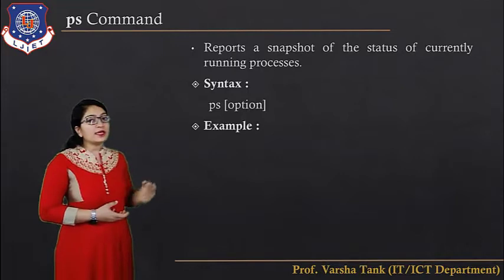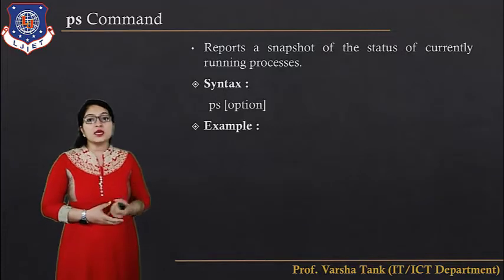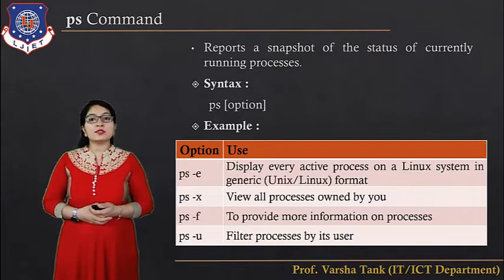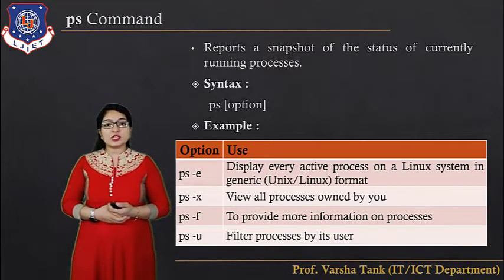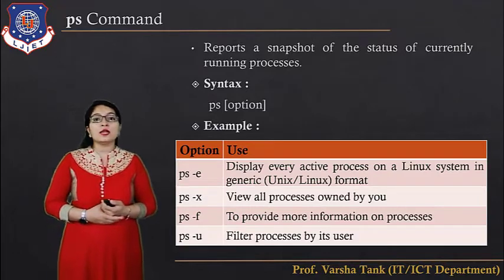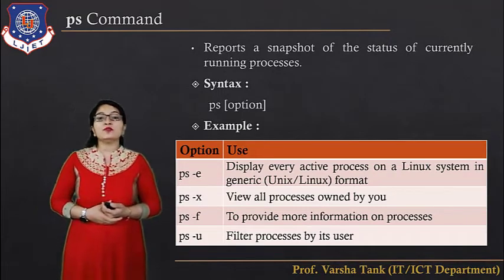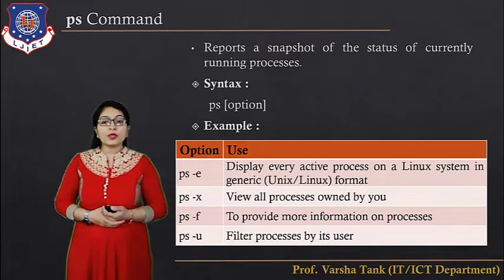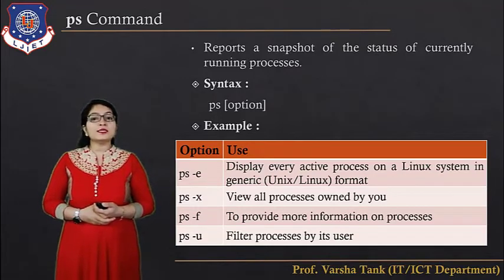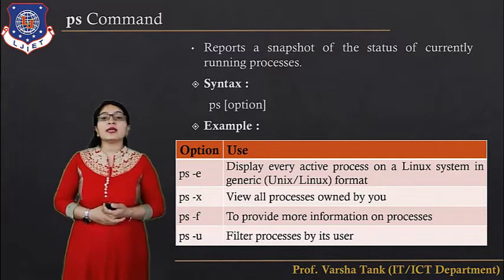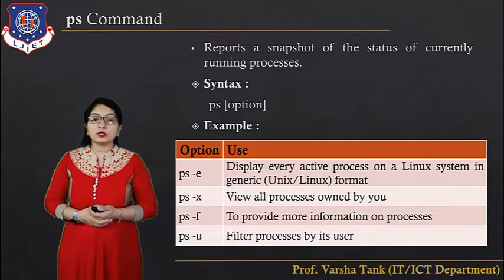Now the next command is the ps command, which reports a snapshot of the status of the currently running processes. So ps options: suppose you are using the ps command with these options, what will it display? ps -e will display every active process on a Linux system in a generic format. ps -x means it shows all the processes owned by you. ps -f provides more information on the processes, and ps -u filters the processes by user. So you can use the ps command to describe the processes that are running on the operating system.